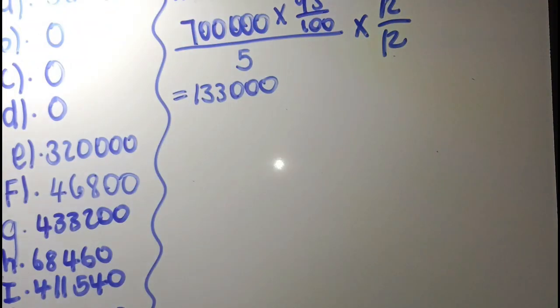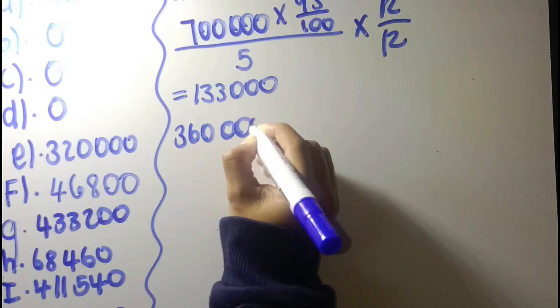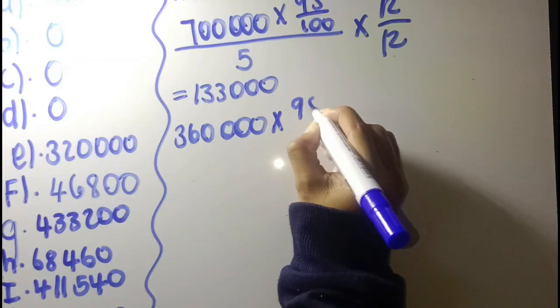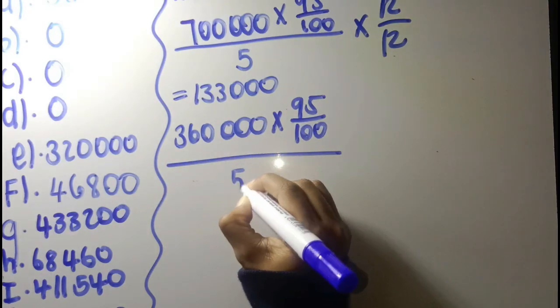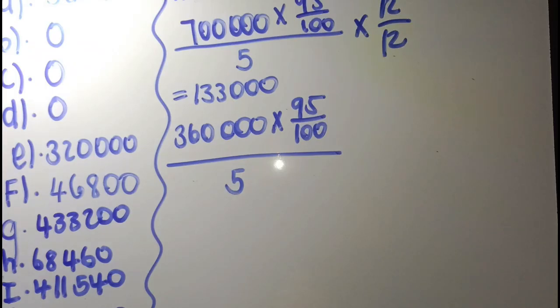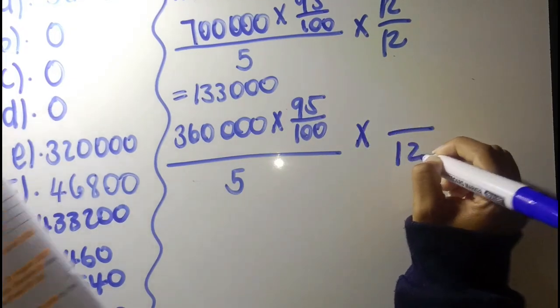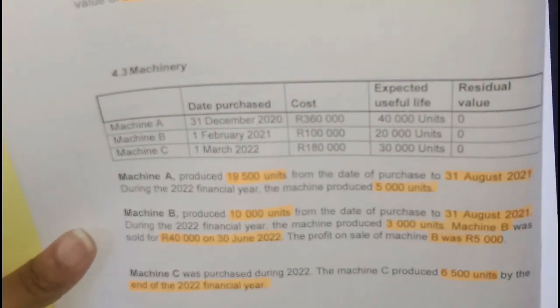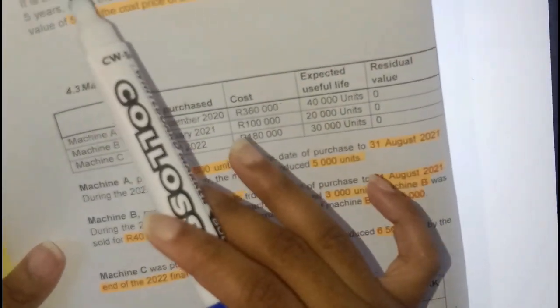Not 400,000, 360. We said 360, and you multiply it by 95 over 100, and then you put your 5%, and now you have to check the number of months that it was there. And they said it was delivered on the 1st of January 2022, and our financial year ends on 31 August 2022, meaning that it was there for 8 months.